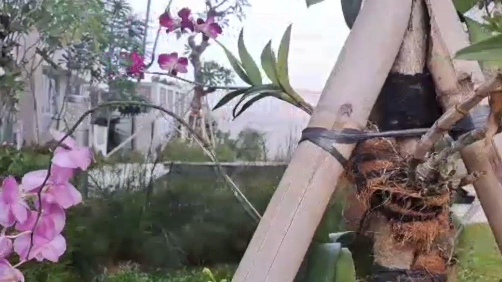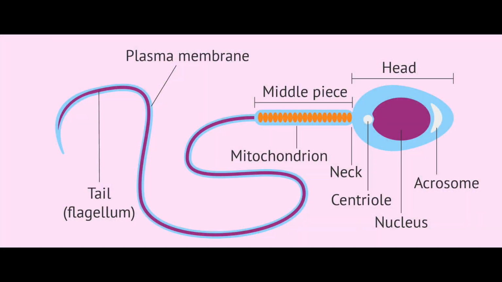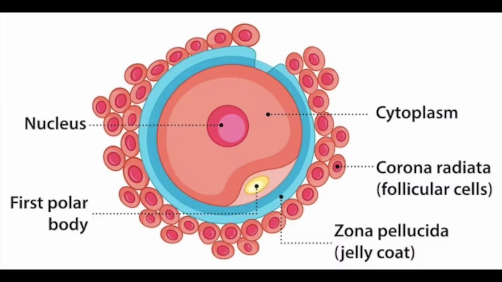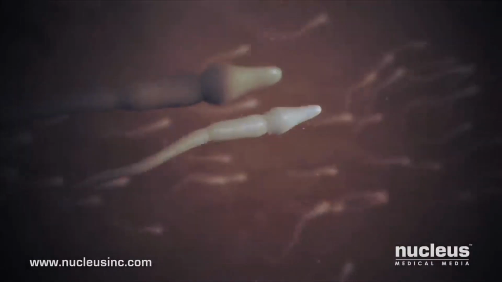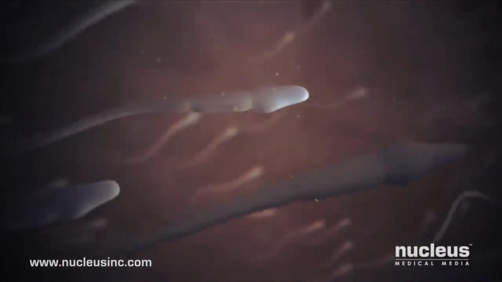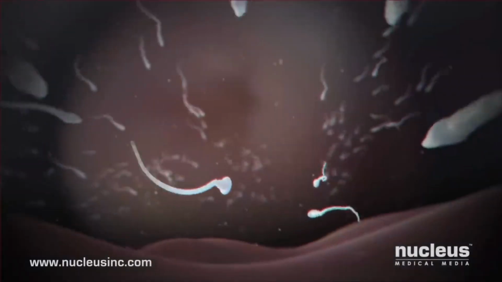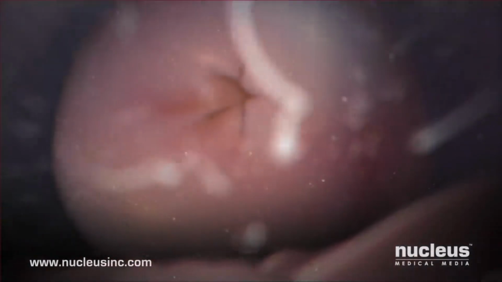Sexual reproduction happens when a sperm cell comes into contact with an egg cell. The stages of sexual reproduction include pre-fertilization, fertilization, and post-fertilization. Pre-fertilization happens when the gametes are formed and transferred. Gametes are sex cells and are different in males and females.